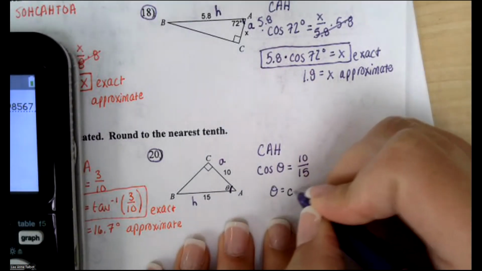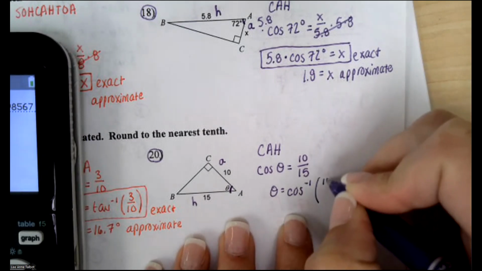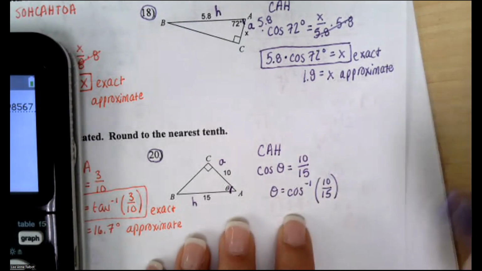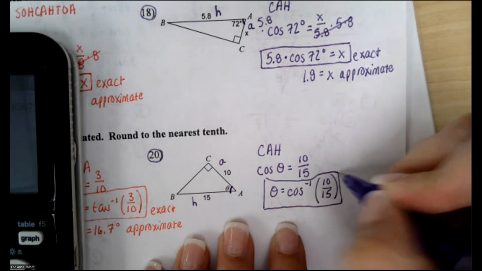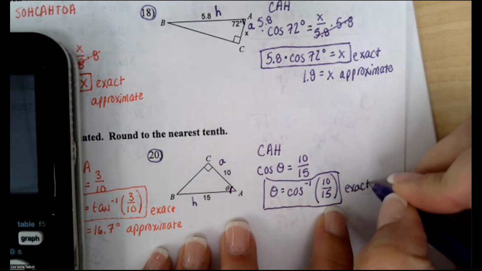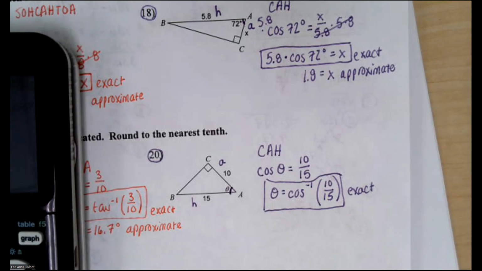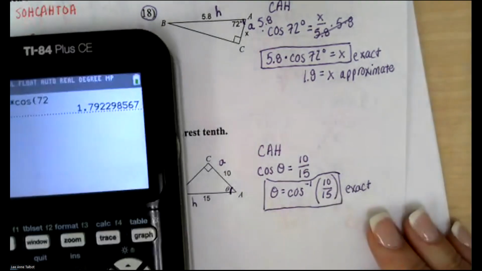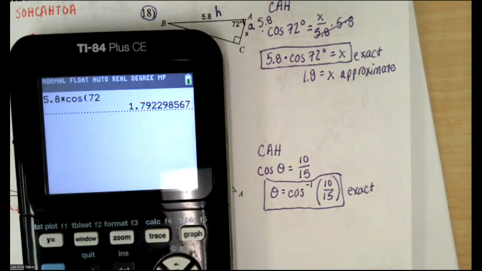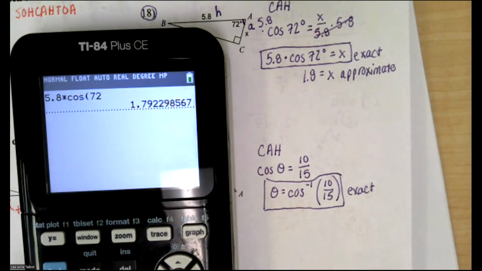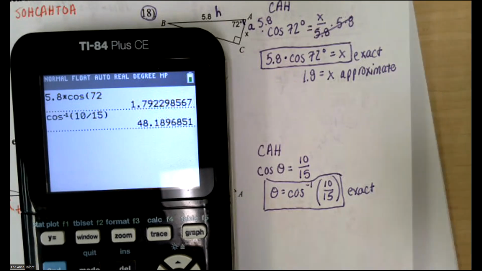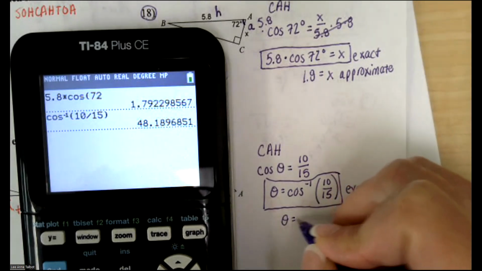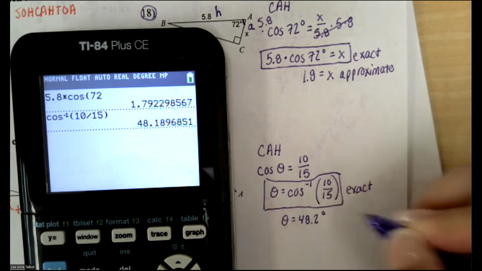And theta equals cosine inverse of 10 over 15. That is your exact form. You can't go any further than that without a calculator. But with a calculator, you like my box, isn't it? Just the edges are so very straight. Cosine inverse 10 divided by 15. Theta equals 48.2 degrees.